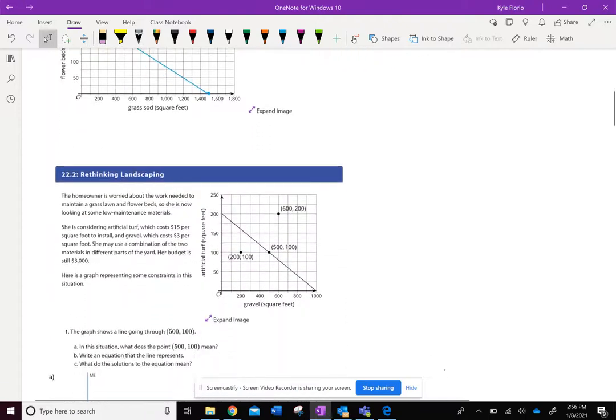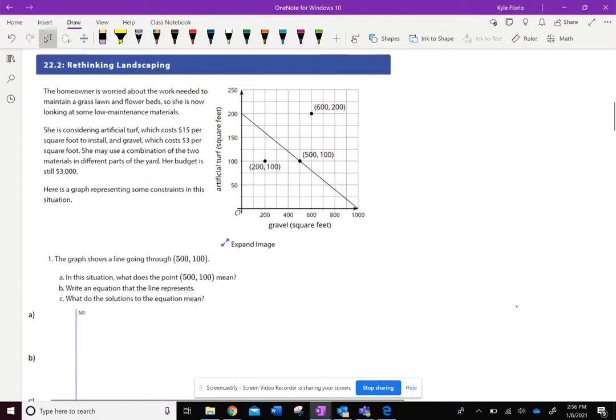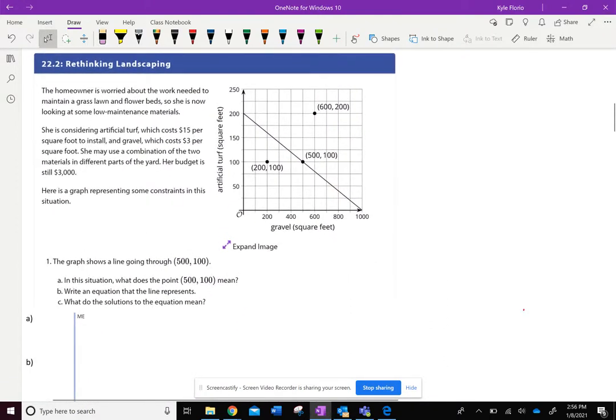Now let's look at 22.2. Rethinking landscaping. The homeowner is worried about the work needed to maintain a grass lawn and flower beds. So she's now looking at some low maintenance materials. So instead of this high maintenance stuff, let's look at some cheaper materials. She's considering artificial turf, which is $15 per square foot to install, and gravel, which costs $3 per square foot. So this stuff might be easy, less maintenance involved. It might not be cheaper, but less maintenance. You don't have to mow the lawn as much.